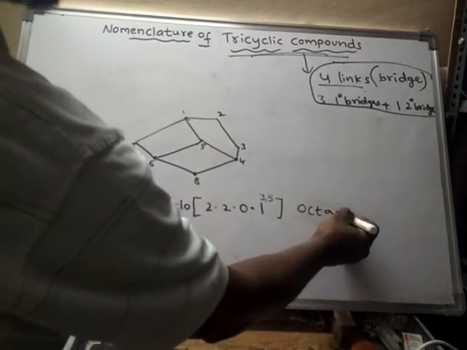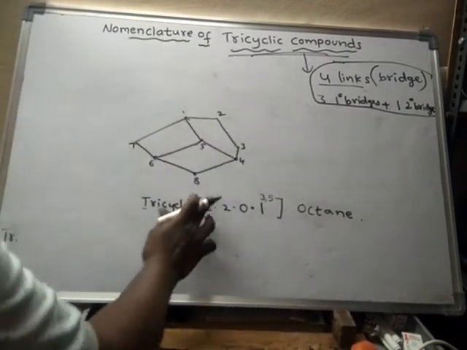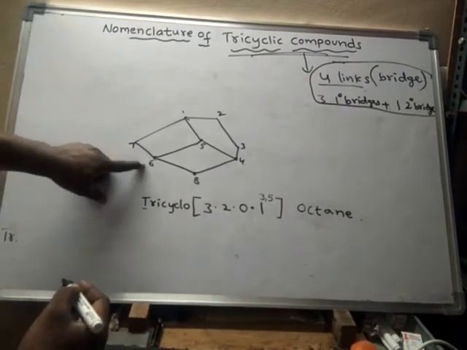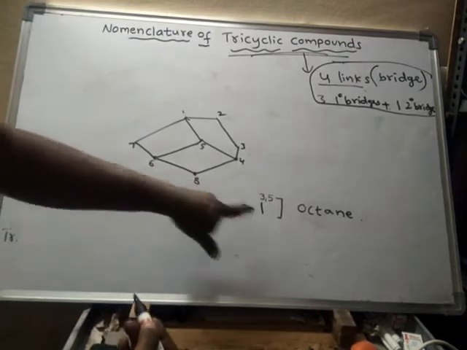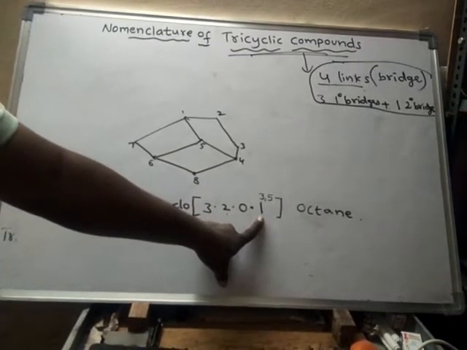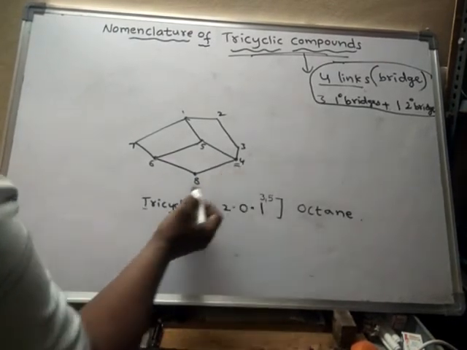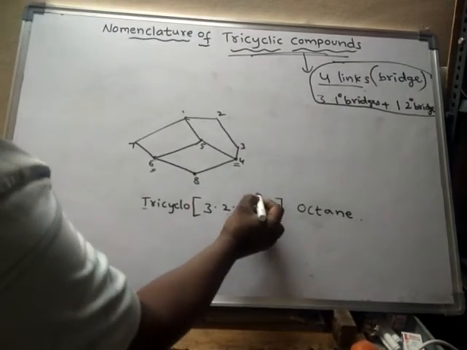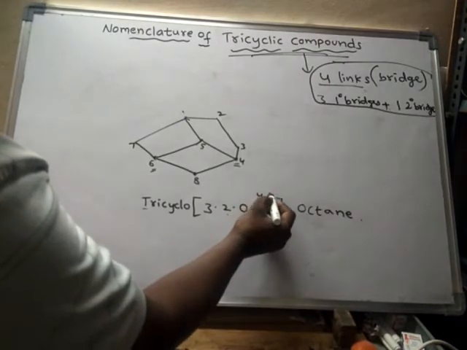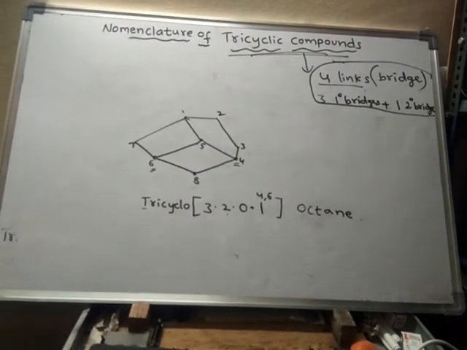It will become octane. So now how many here? 1, 2, 3 carbon link. Here a 2 carbon link. It is a 0 carbon link, and this is a one carbon link. Fourth bridge, or the 4th link. So the secondary bridge. Here this secondary bridge is present between which locants? Between locant 4 and locant 6. So we have to write the set of locants between which this secondary bridge is connected. So like this. So this is the name of this compound.